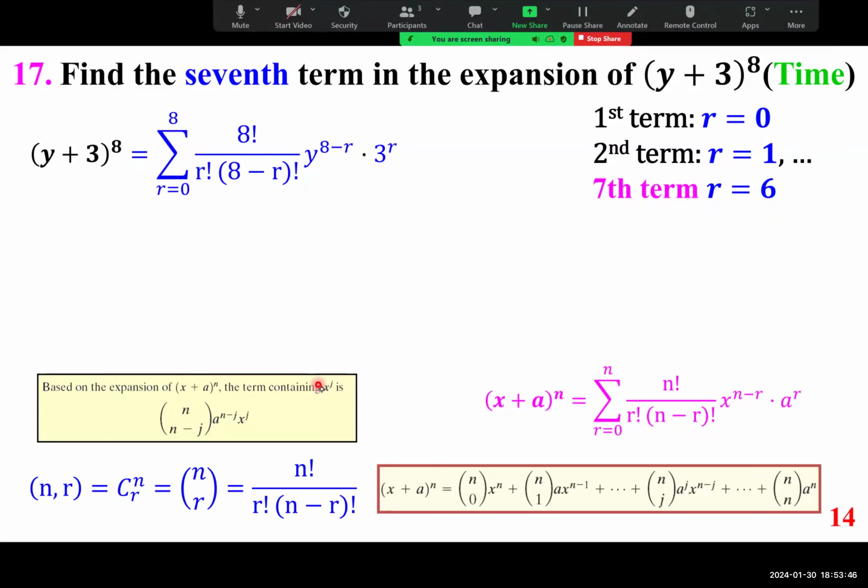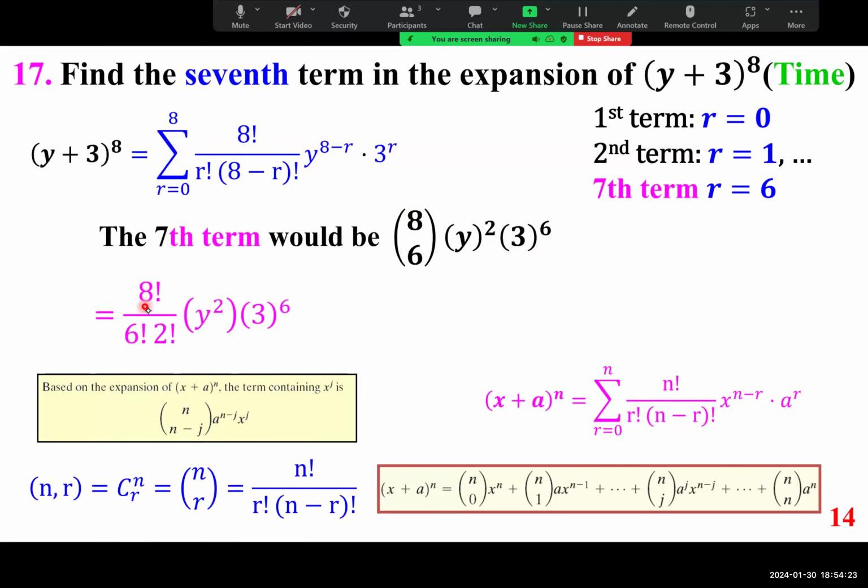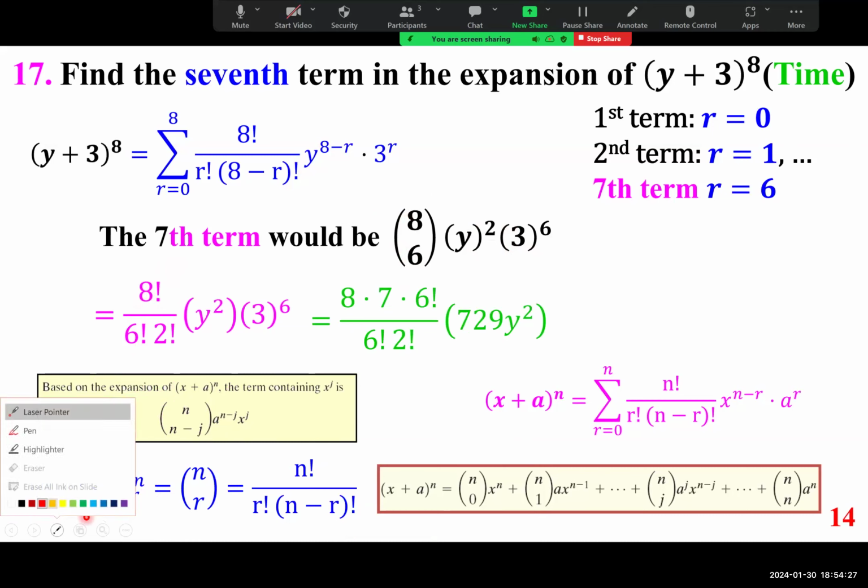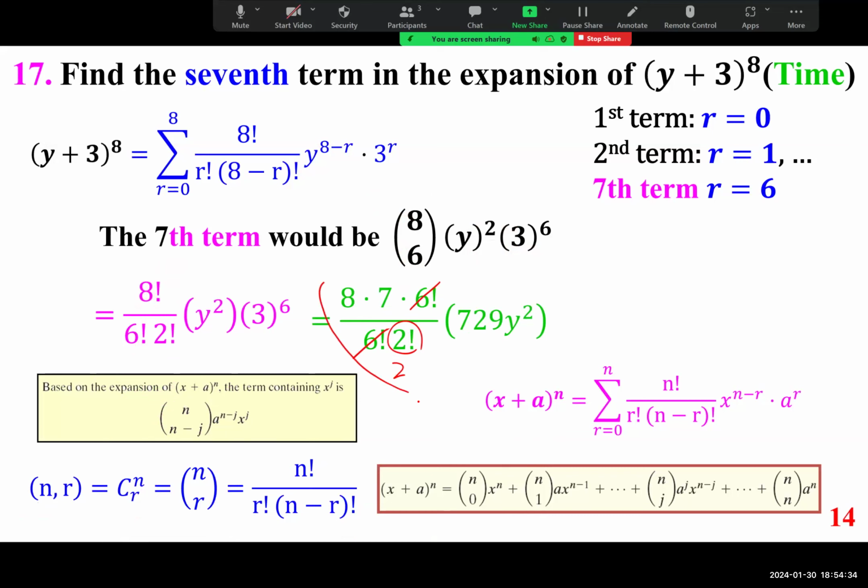And so you can write this one as 8 times 7 times 6 factorial. And the reason you do that is so you can drop the 6 factorial, everybody. As you know, 2 factorial is simply 2. And this is 4 times 7 times 729. 20,412 y squared.